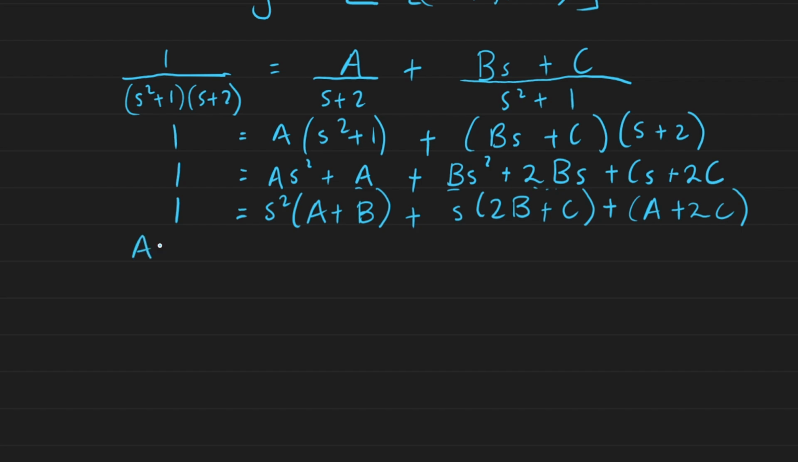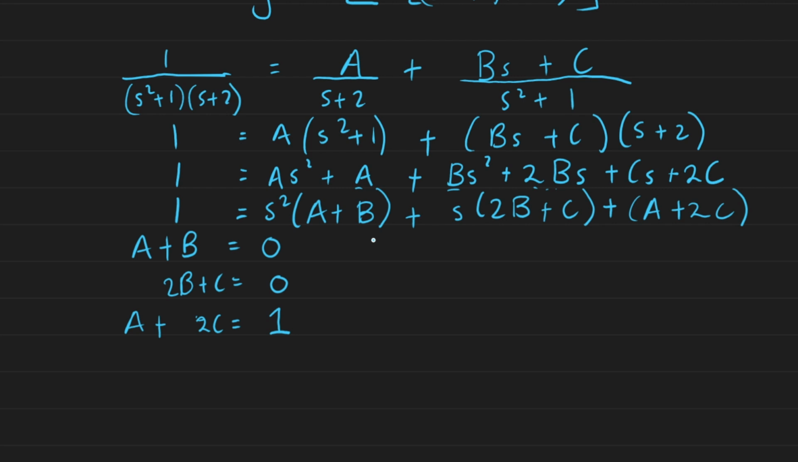So we have a plus b, well, that's equal to 0. There's no s here on the left hand side. So that's also true with 2b plus c. So 2b plus c is also equal to 0. Then we have a plus 2c, that's equal to 1. So we can solve this quite easily.